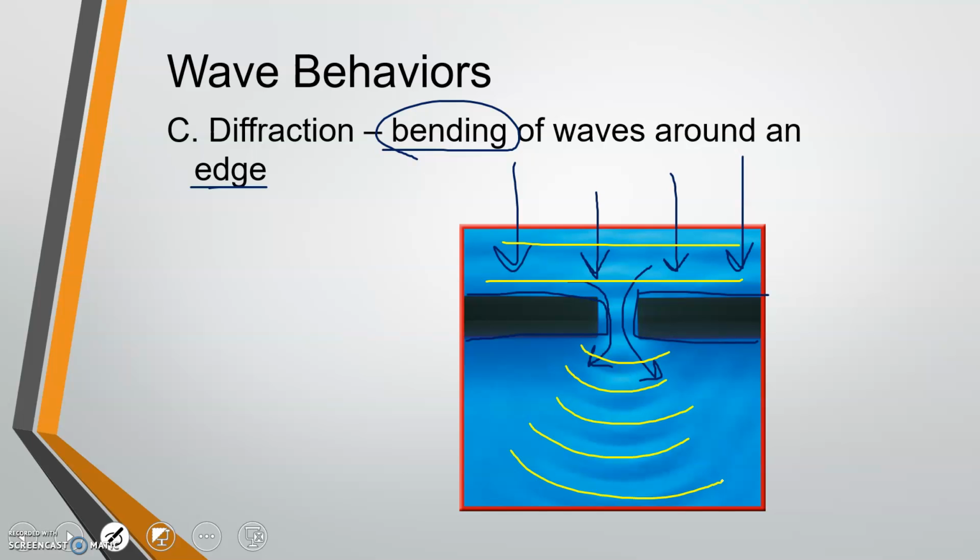A good example of diffraction in real life would be if you're sitting in a classroom or in your bedroom and you can hear your sibling talking in the next room over. That's the sound waves diffracting. It's bending through the doorway, bending around the corner into your bedroom. So the sound waves are diffracting as they go from your sibling's bedroom to your bedroom.